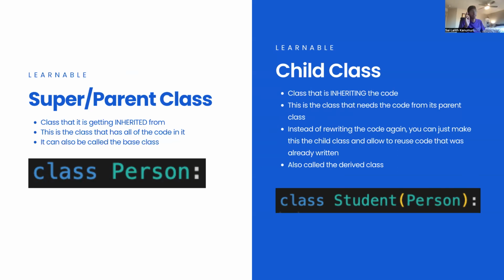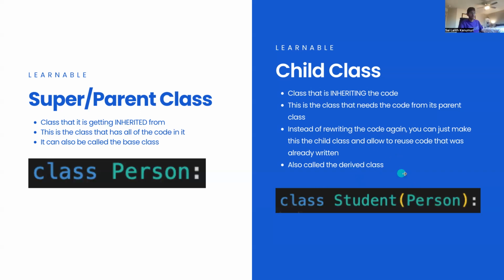The child class, however, is the class that is inheriting the code, while the parent class is inherited from. The child class is the class that needs the code from its parent class. So instead of rewriting the code again, you can just allow this child class to reuse the code that was already written, which will literally save that code from being written all over again. So if you have code that's 200 lines long and you want to reuse it, you don't want to copy those 200 lines again into this. That is poor design of a class.